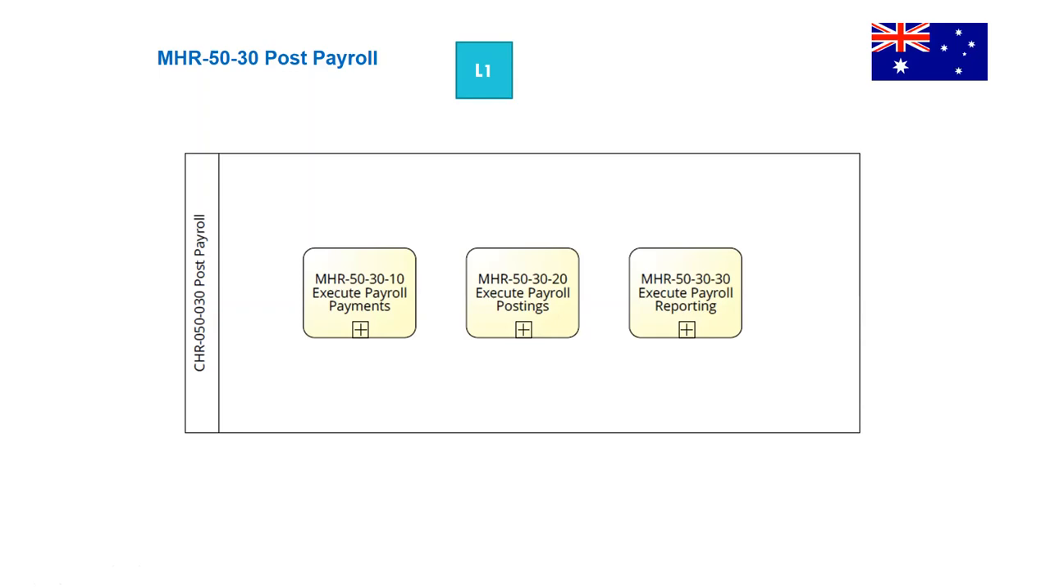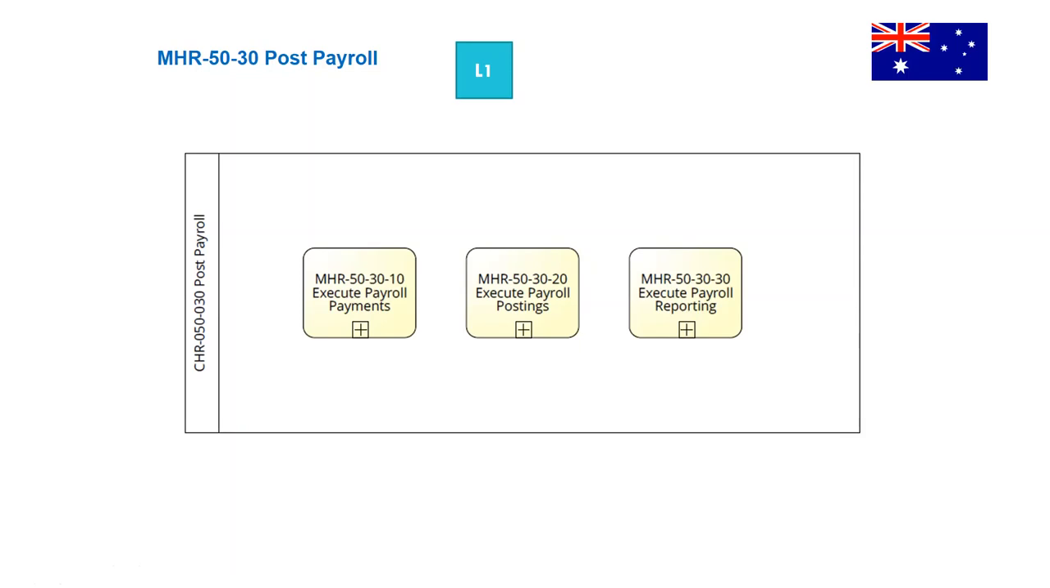Once it is done, your posting will be happening. There is another transaction code. When I say transaction code or T code, that refers to your on-premise activities. Those activities will be done in the finance module, mostly. Then there is execute payroll reporting.